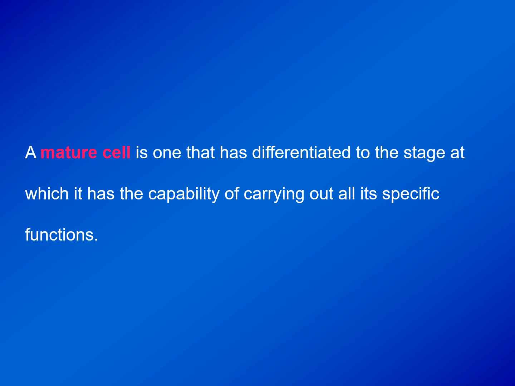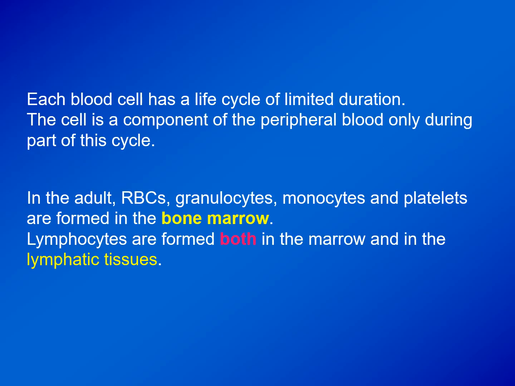A mature cell is one that has differentiated to the stage at which it has the capability of carrying out all its specific functions. Each blood cell has a finite life cycle and finite lifespan. And the cell is a component of the peripheral blood only during part of the life cycle. In the adult human being, RBCs, granulocytes, monocytes, and platelets are found in the bone marrow. Lymphocytes, however, are found both in the marrow and in the lymphatic tissues, including the spleen.